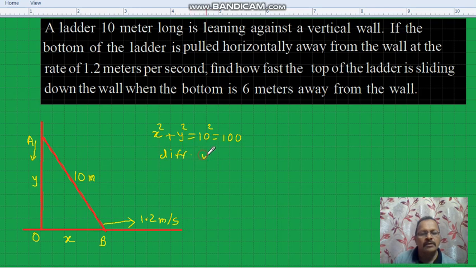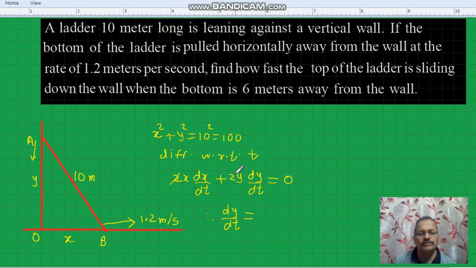Differentiating with respect to t, 2x dx by dt plus 2y dy by dt is equal to 0, and therefore dy by dt is equal to, cancelling 2 as well, minus x upon y into dx by dt, minus x upon y dx by dt.